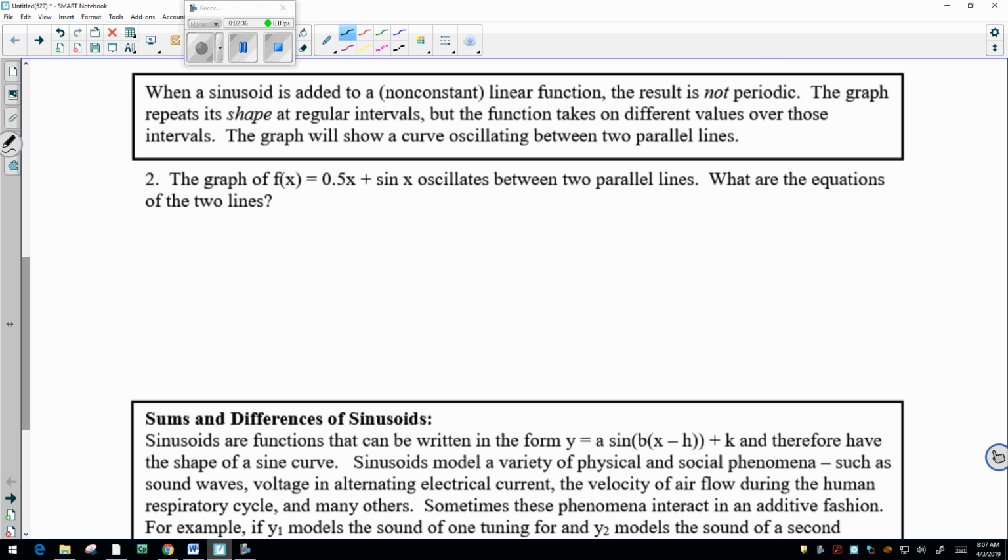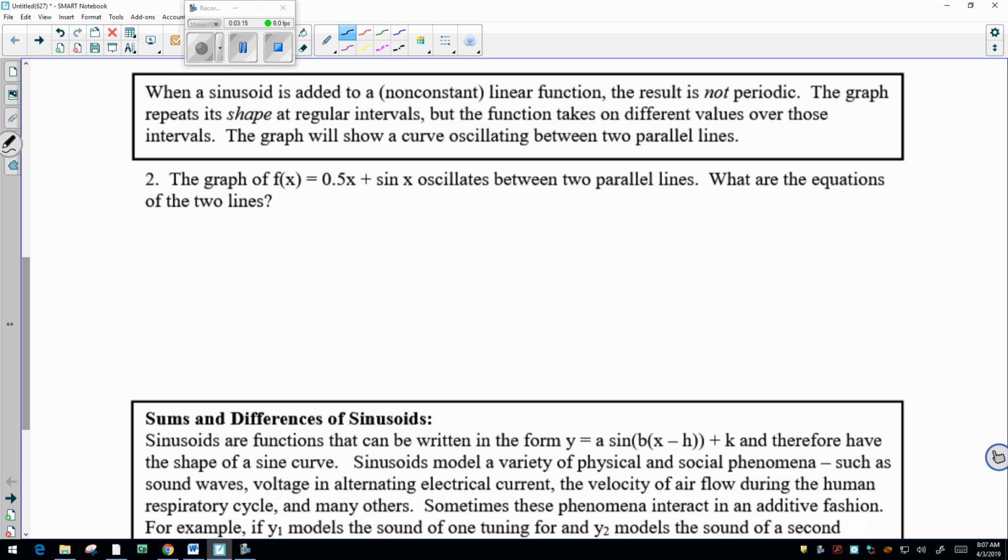Okay. Now, when we move on, a sinusoid, when it's added to a non-constant linear function, the result is not periodic. And we saw that up in letter A, right? So we had something that was added to a function that was not periodic. And actually in letter A, it wasn't even linear, it was a quadratic. However, the same thing's going to happen when it's linear. The graph repeats its shape at regular intervals, however, it takes on different values. So I'm going to see it's basically like a sine or a cosine curve, but tilted.